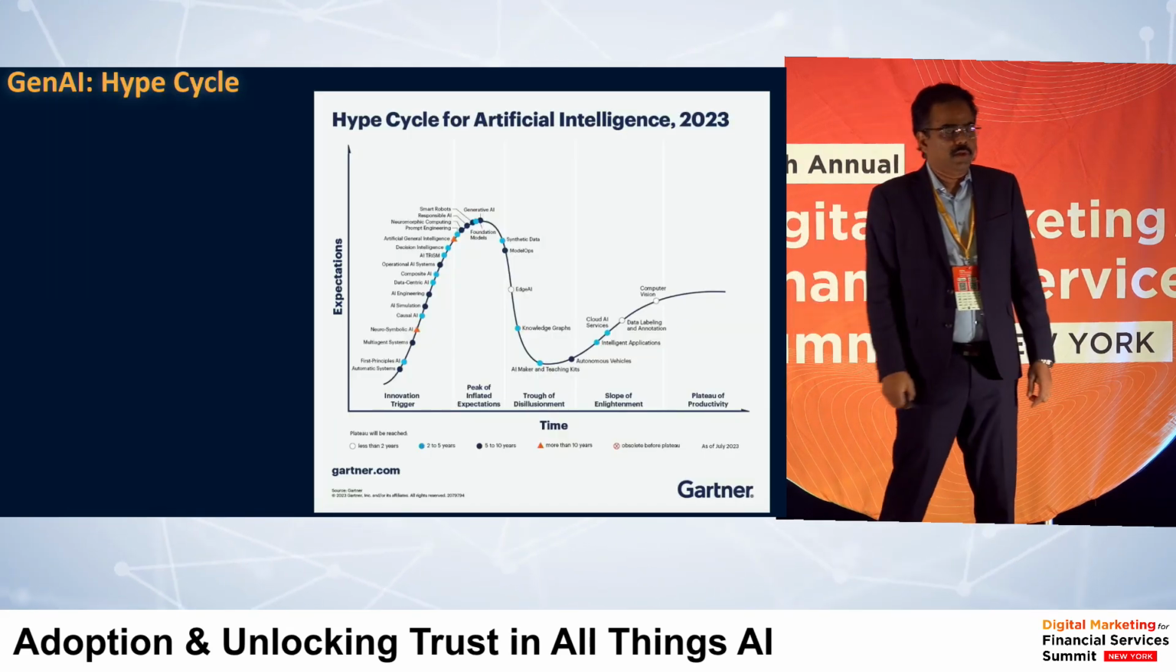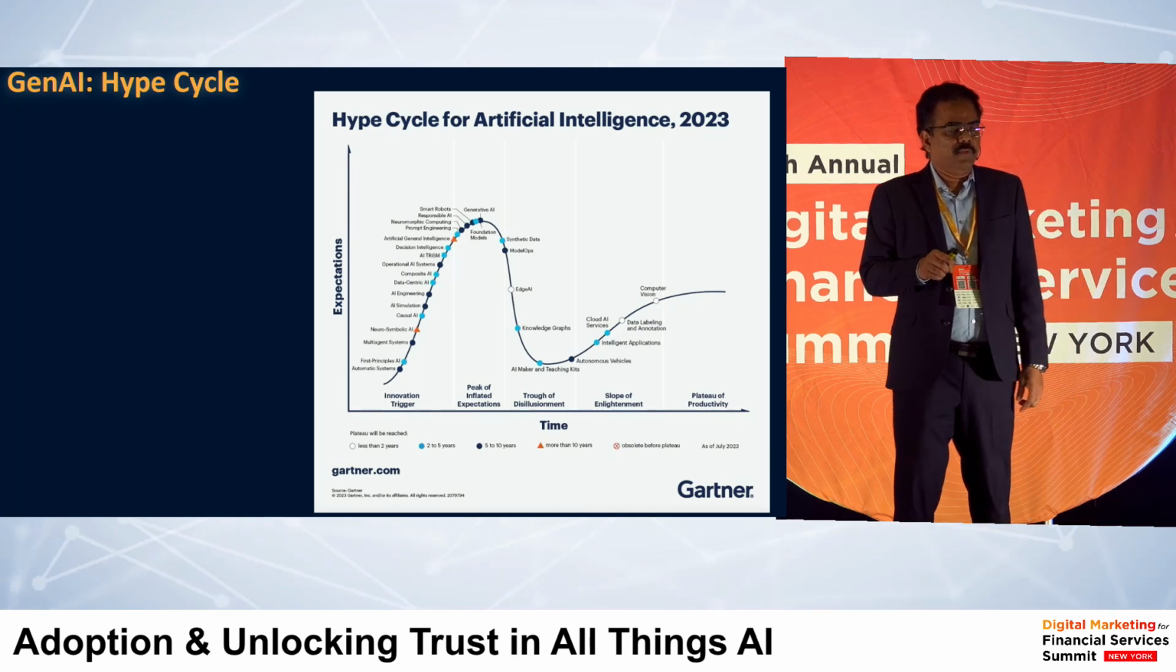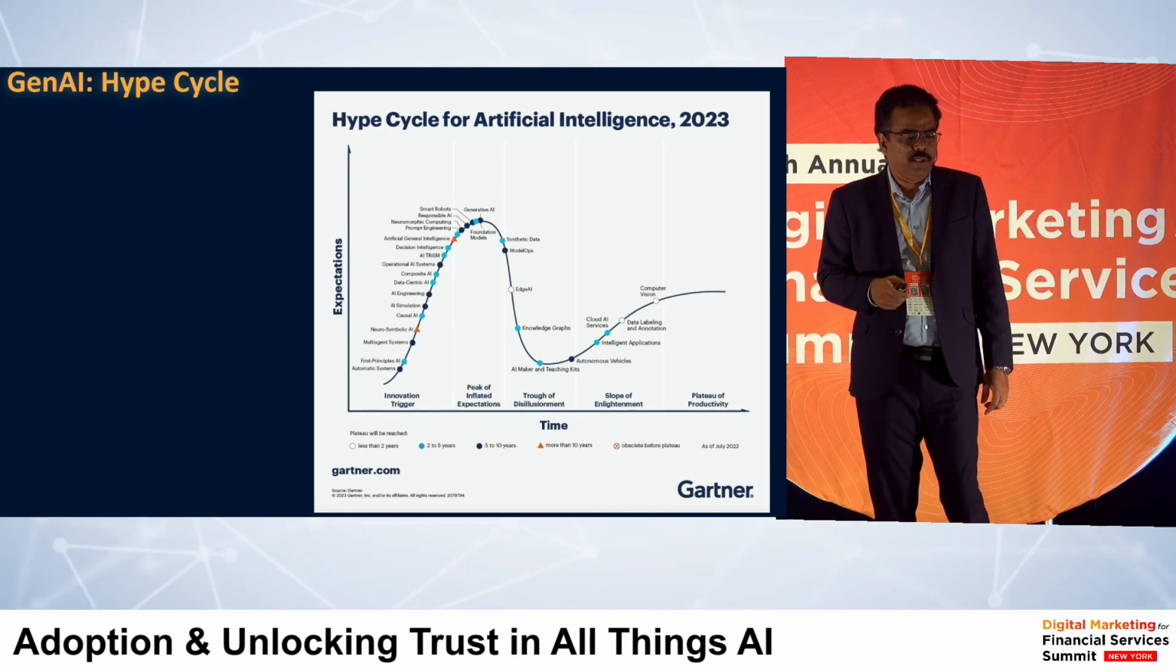Hype cycle. We are at the top of the cusp. Gen AI is on the top. Is it going to fall off that cliff? We have to wait and see. You might have seen this already.